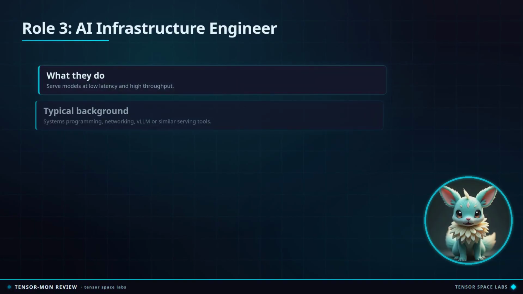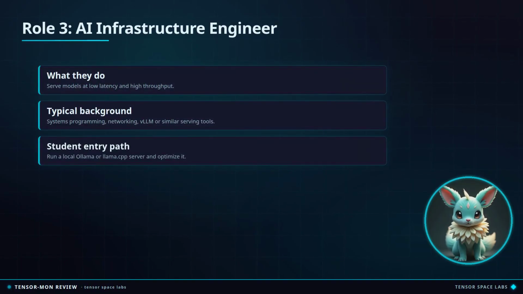Role 3. Infrastructure engineers. They run the serving layer you learned about in week 2. vLLM, llama.cpp, Ollama. Their job is to make inference fast and cheap per request. Student path. Run your own local model server and measure how fast you can make it.